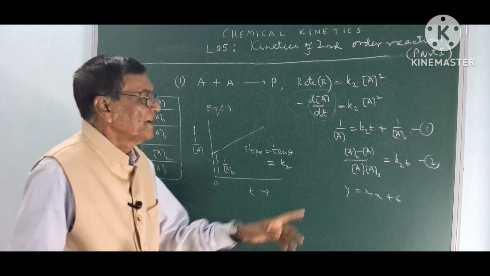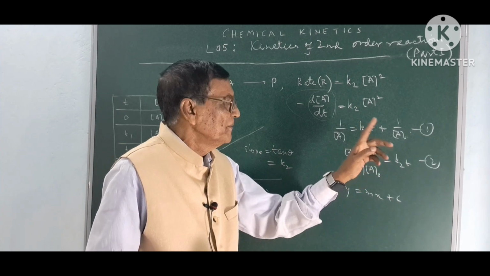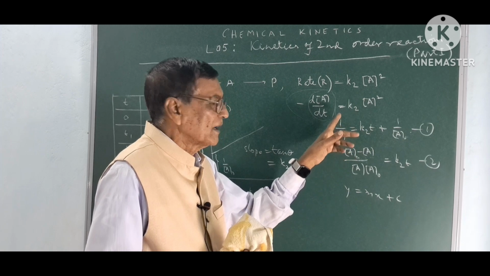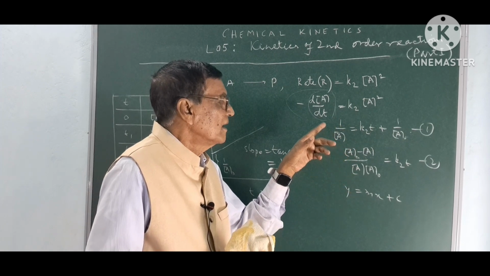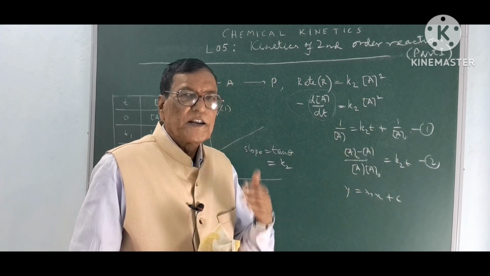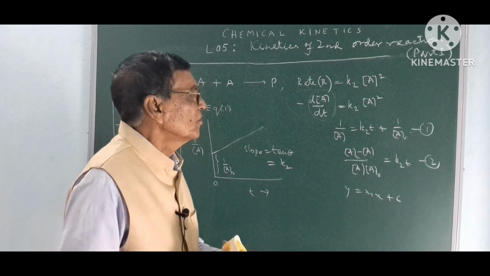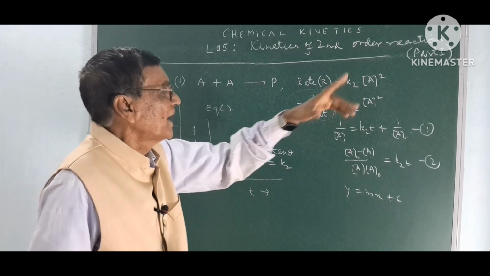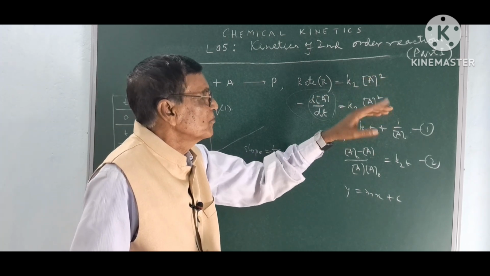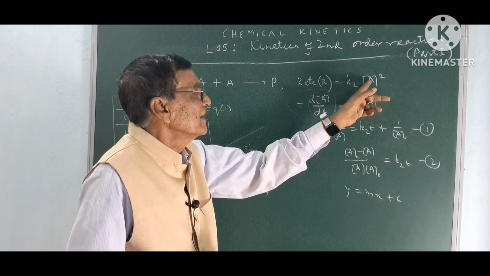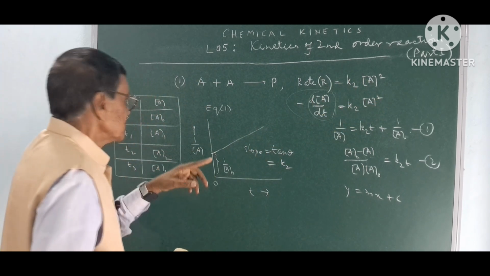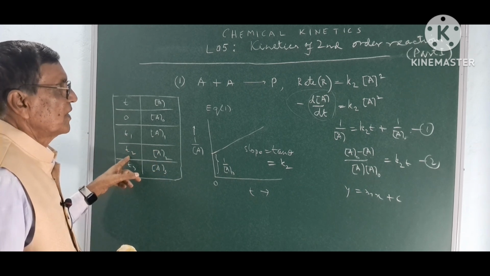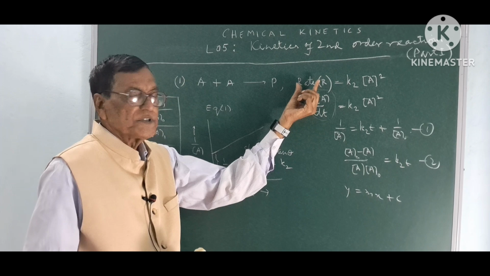this K2. Once the K2 is known, and if you know the initial concentration of this reactant, then at any time you can calculate the value of concentration A remaining unreacted. Not only that, if you know the K2, then at any time, suppose concentration of A is A2 and time is T2, so you can get the rate of this reaction.